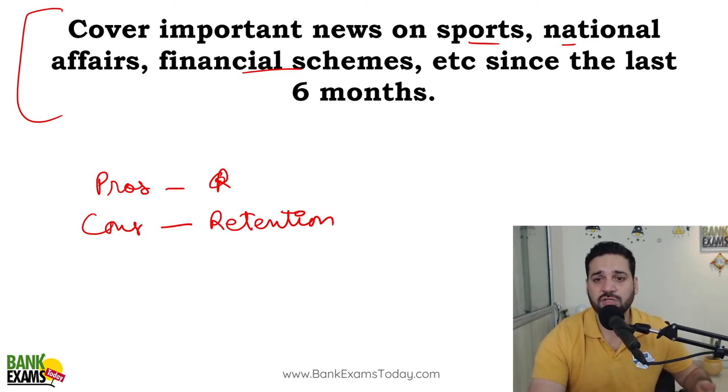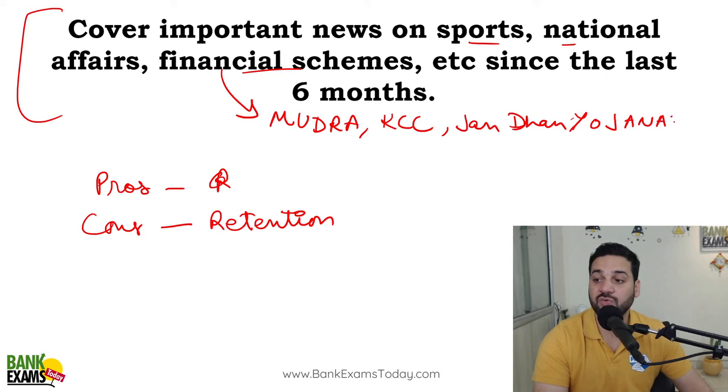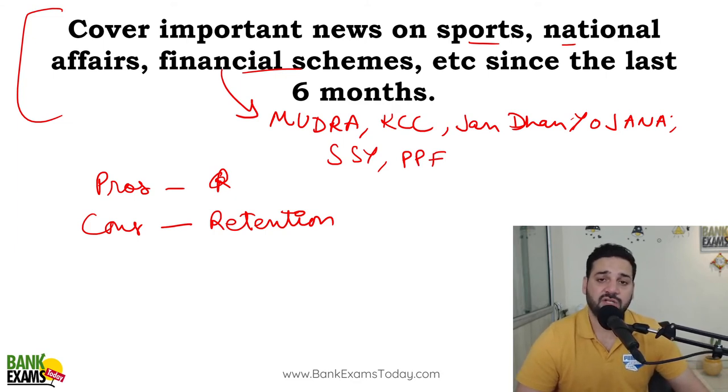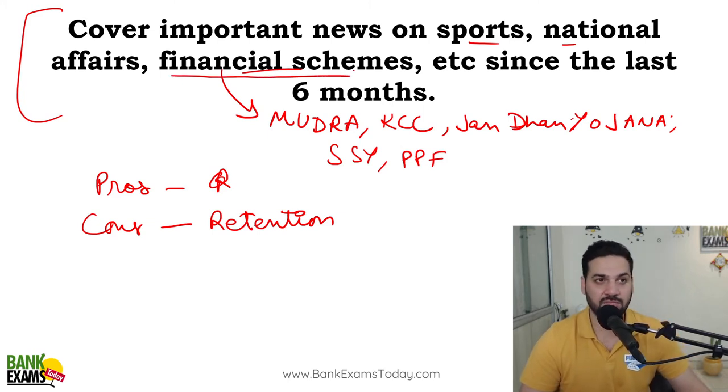So you need to cover the sports, national affairs and financial schemes from the last 6 months. See, there are certain financial schemes which came 2 years back, 5 years back, but they are still important right now. For example, Mudra scheme. It's an old scheme now, but still it is relevant. Kisan Credit Card. It's an old scheme, but it is still relevant. Jandhan Yojana. If there is any update in the scheme, it is still relevant. Sukanya Samridhi Yojana. PPF. All these schemes are quite old now, but still they are relevant. If there is any change, any update, even the static content is very, very important for the exam. So the government scheme or any financial scheme, any central government scheme, it's really, really important for you. You have to do this, right?